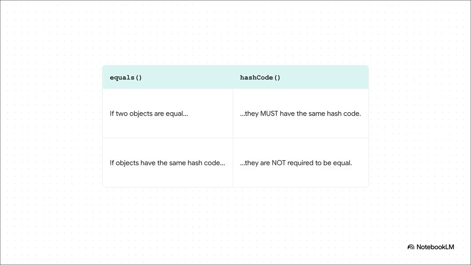And speaking of those two, this is something you have to get right. This contract between equals and hashCode is like a sacred rule in Java. Break it, and you're in for a world of pain. Your HashMaps and HashSets will start acting bizarrely, losing things you just put in. It creates some of the most frustrating bugs you'll ever have to find. So yeah, learn this contract, live it, breathe it.